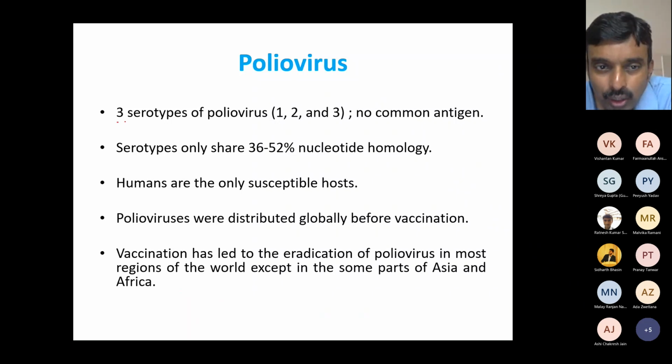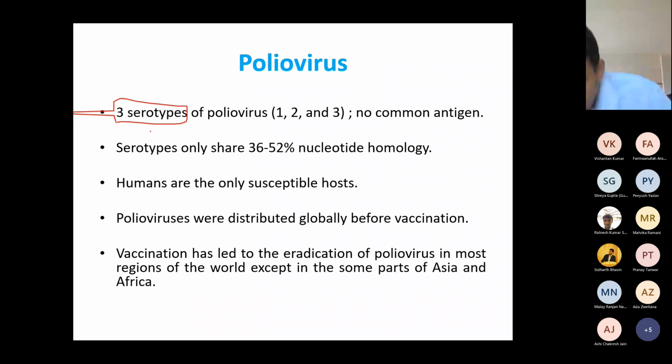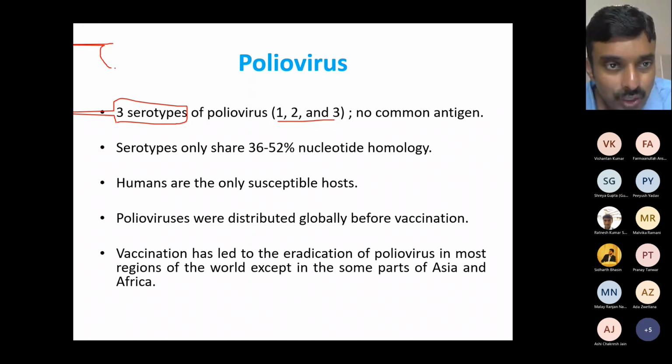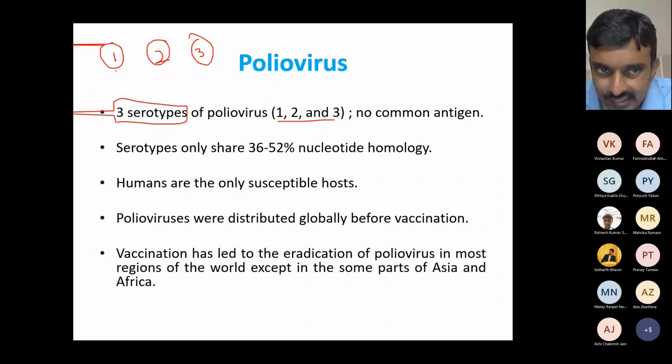I told you I'll tell you what serotypes are in a bit. And this is where I'll have to tell you what serotypes are. Now, poliovirus has 3 serotypes, 1, 2, and 3. What do serotypes mean? Okay, now this is poliovirus 1, poliovirus 2, and poliovirus 3. Okay, 1, 2, 3. So what this means is, let's say I get infected with poliovirus 1.